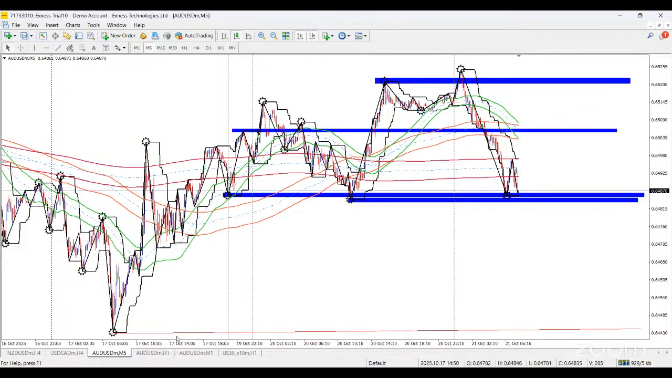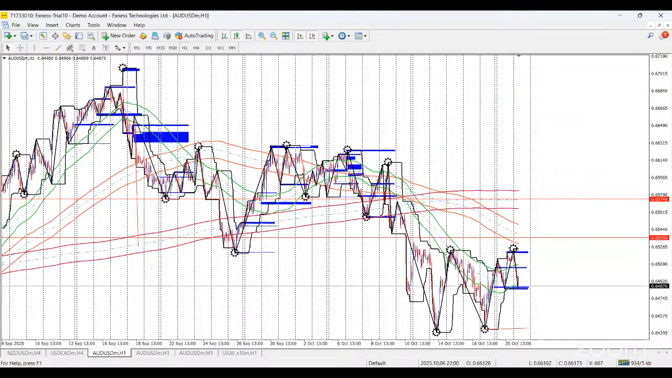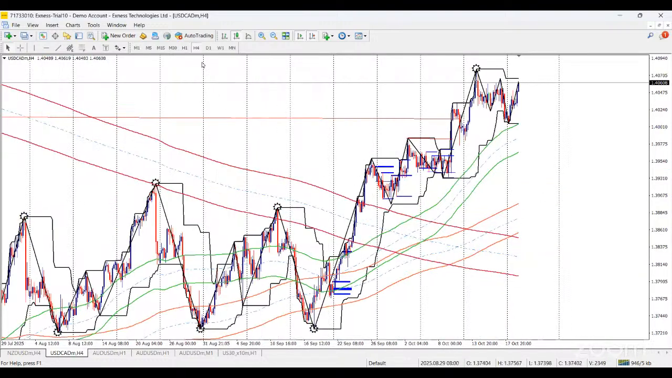this level. However, if this support level holds, then we know that we could be seeing temporal buys of AUD before the structure that has been forming since somewhere around the 16th of September is continued. Now looking at USD CAD from the H4 time frame.